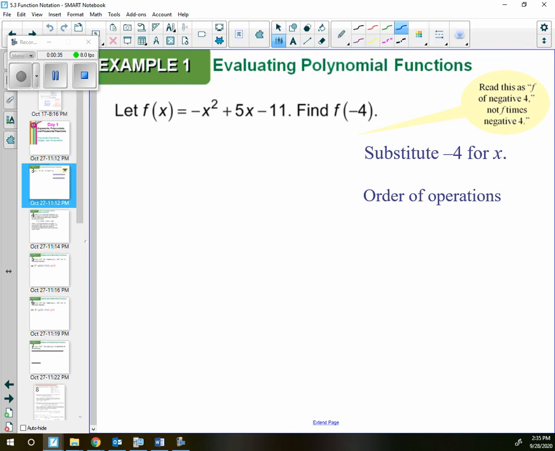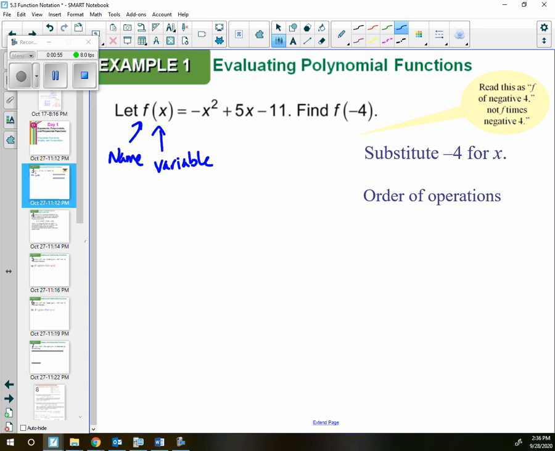So if you see something like f of x equals, f is the name of the function. So f is the name of what that function is called. So that's just the name. And then the x is the variable that we use to write the rule. So they call that the independent variable or your domain variable. So it's just the variable that they're using to write the rule.